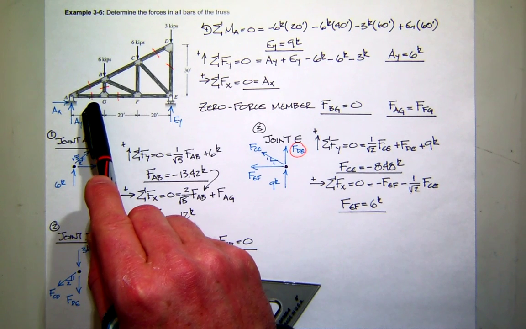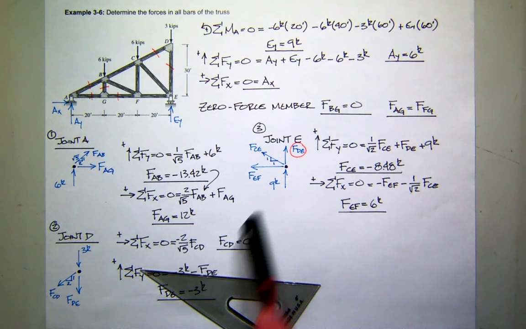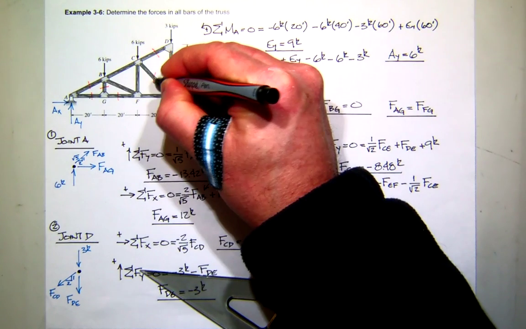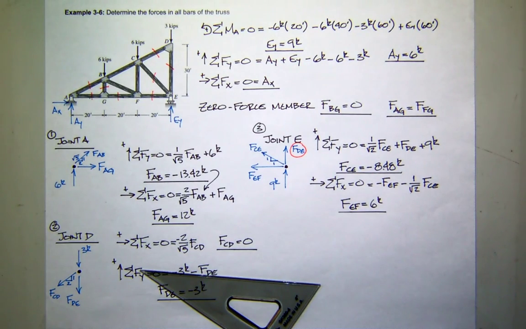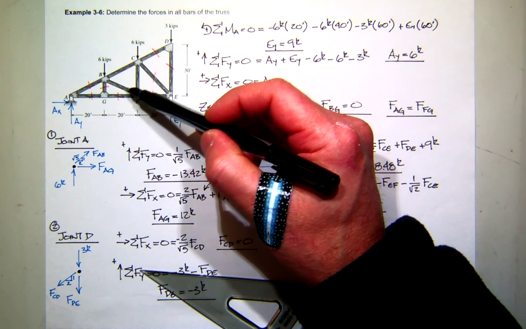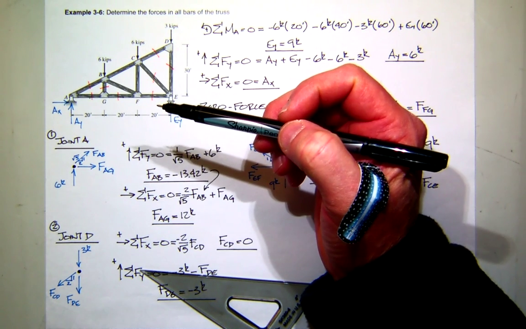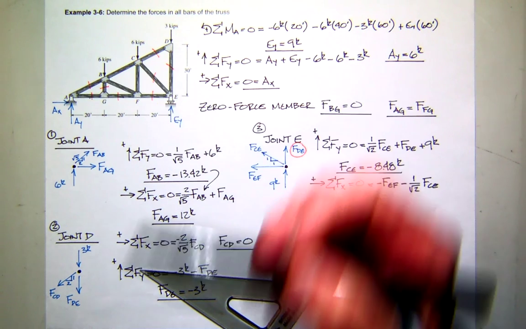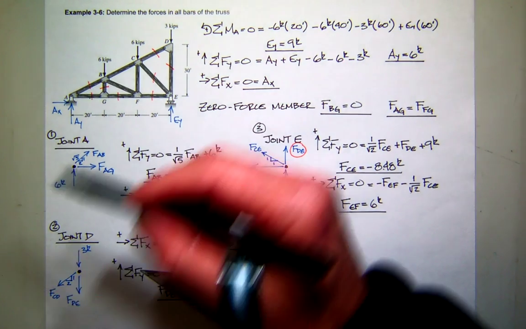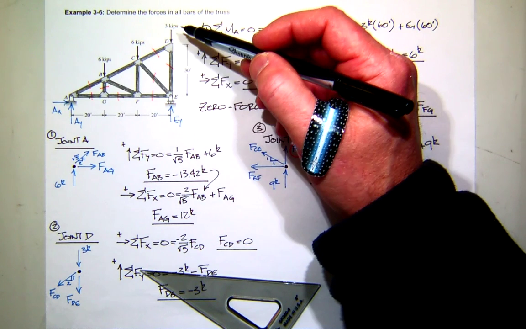And we already found AG before. Where was it? There it is, positive. So now we have this one and this one. So what are we left with? We've got this top chord member, this vertical, and a diagonal. How best to do those? I don't know. That's a good question. Now it gets a little challenging.